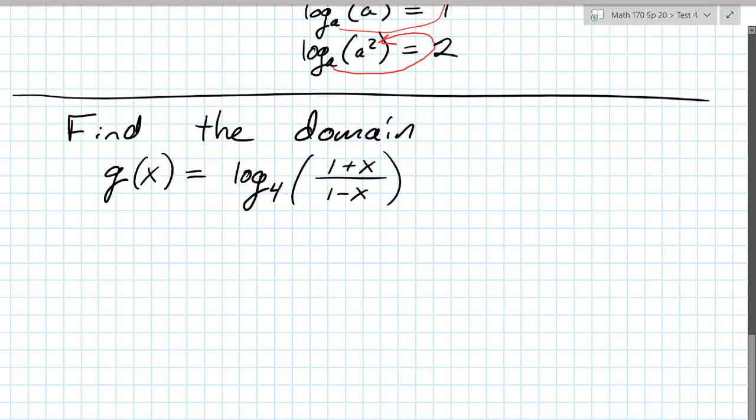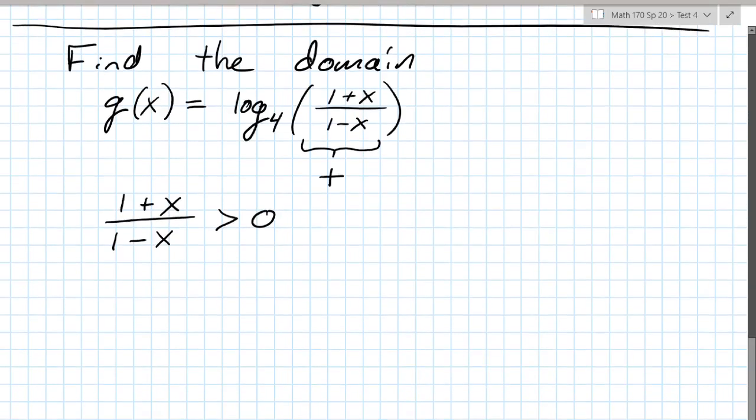Let's find the domain of this function. So we've got log base 4 of (1 plus x) over (1 minus x). The key is we know that what's inside of here has to be positive. So the big question is, what keeps (x plus 1) over (x minus 1) greater than 0?